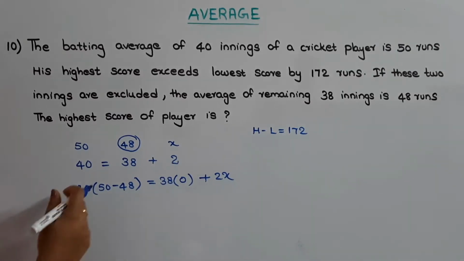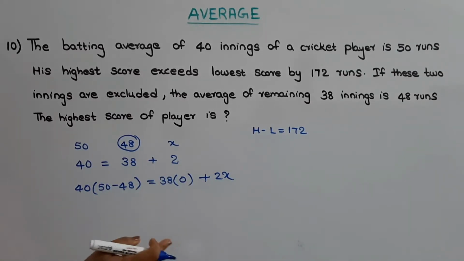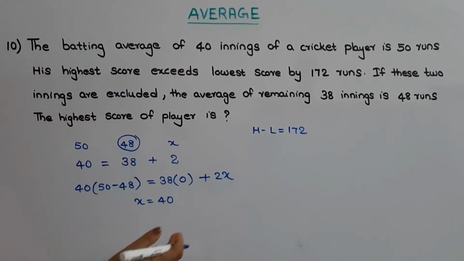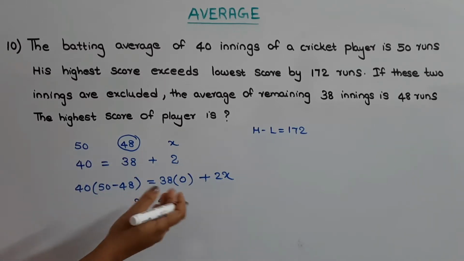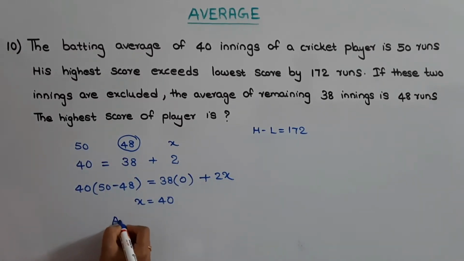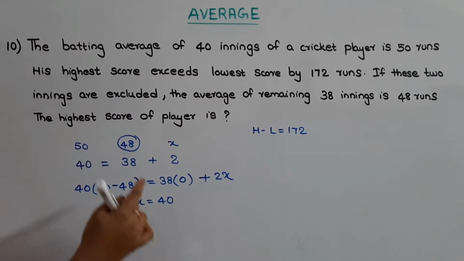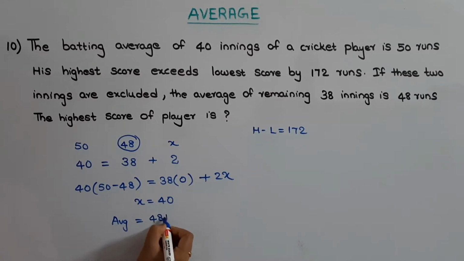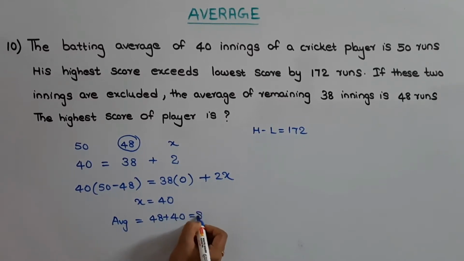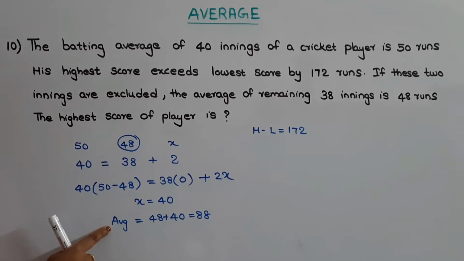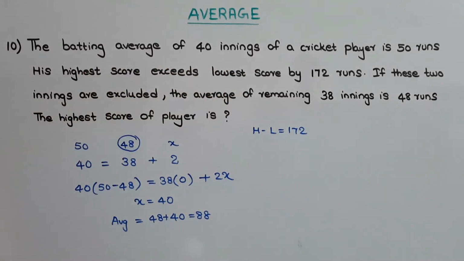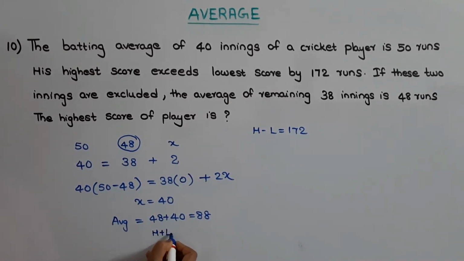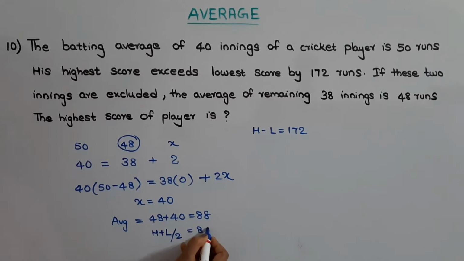Now by solving this equation we will get the value of X. So by solving this you will get the X value as 40. So the increase in the average runs is 40. So what will be the average runs? Average runs will be equal to the reference average plus increase in average. That is 48 plus 40. That is equal to 88. So this is the average of the highest scored and lowest scored innings. So H plus L by 2 is given as 88.